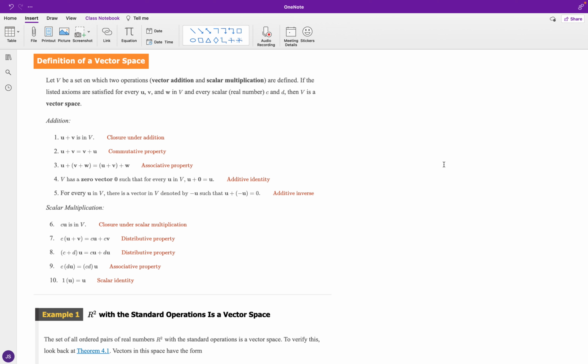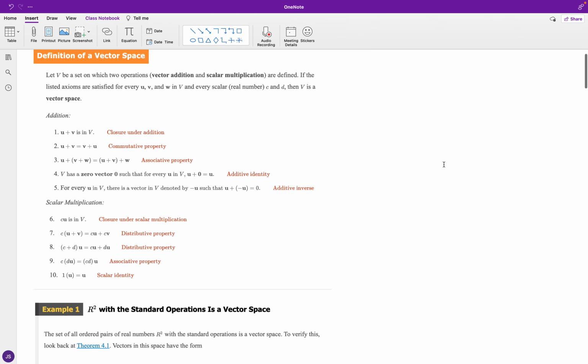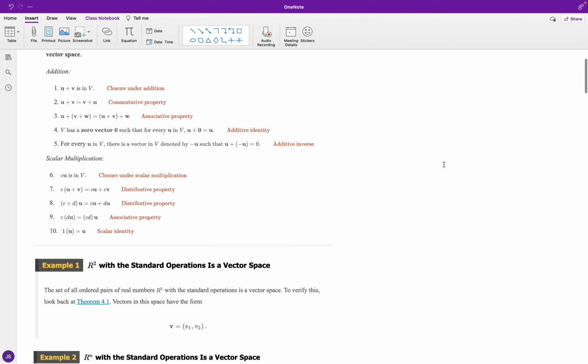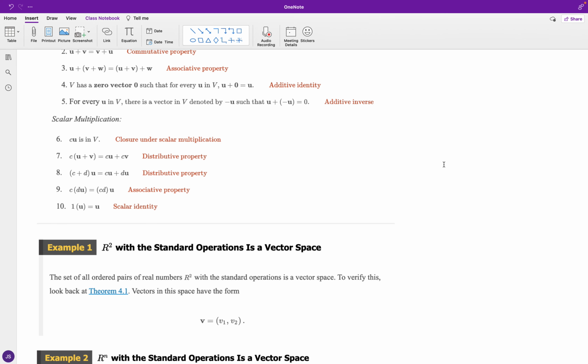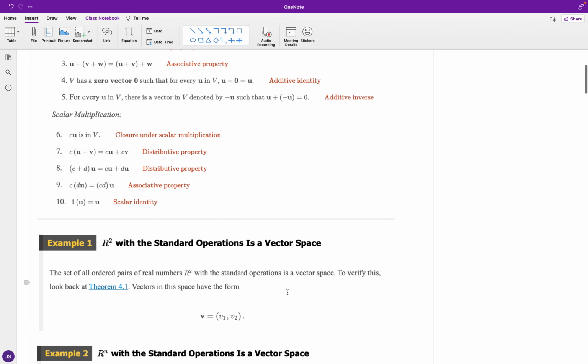And with standard operations, to be a vector space, we have R to the second, which is in reference to the set of all ordered pairs of real numbers. So R to the second with the standard operations is going to be a vector space. And vectors in this space have the form, in this particular case, v1, v2, in parentheses.